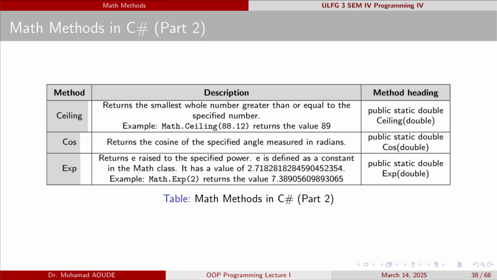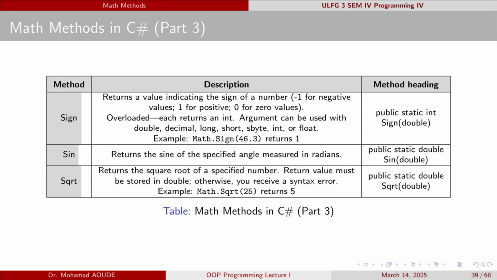More mathematical tools. Math.Ceiling(88.12) rounds up to 89. Math.Cos returns the cosine of an angle in radians. Math.Exp(2) calculates e raised to the power of 2. Remember, angles passed to trigonometric functions like Cos are always in radians, not degrees.